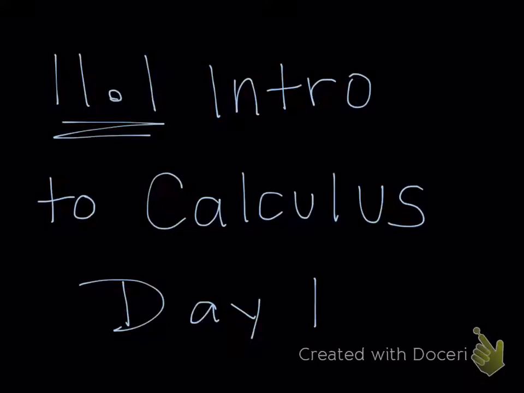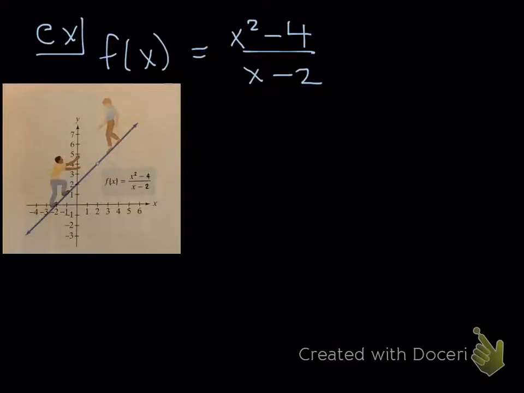Today we're doing section 11.1 and we're going to be starting an introduction to calculus. So the first idea that we're going to discuss is the idea of a limit. This graph to the left is a graph of the function (x squared minus 4) over (x minus 2).